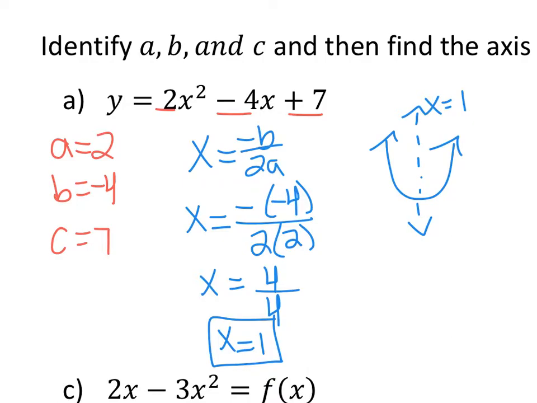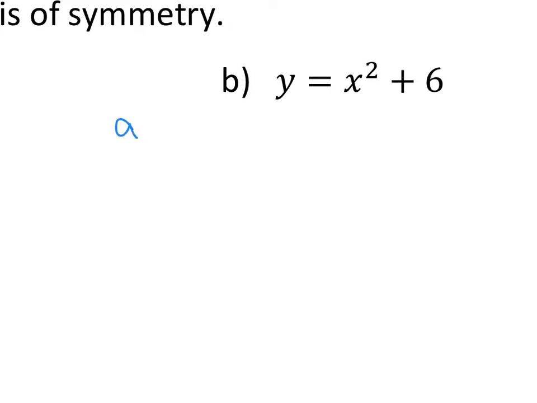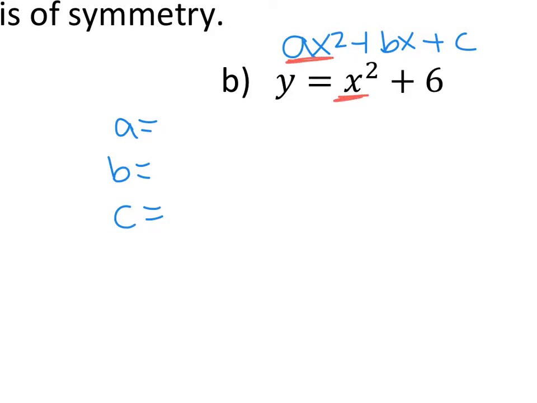Let's take a look at letter B. So we have our a value, our b value, and our c value. Remember, it's ax squared plus bx plus c. I have the x squared term. I have the c term, meaning no x, which means I am missing this term. So let's put in what we know. The coefficient of x squared is 1, so a is 1. And our c value would be the 6. Because I don't have that middle term, that bx, your b is 0.